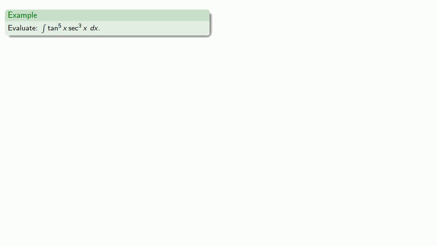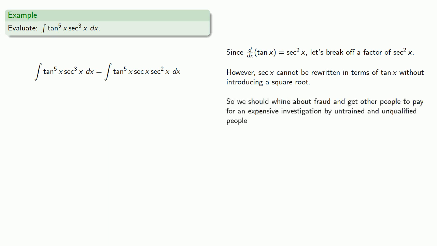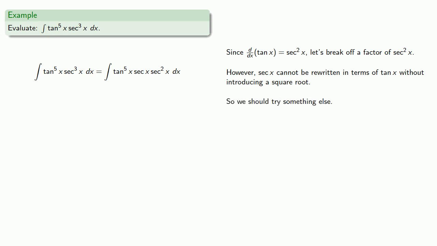Or if we have something like this, well again, since the derivative of tangent equals secant squared, let's break off a factor of secant squared. However, secant x cannot be rewritten in terms of tangent x without introducing a square root. And remember, we don't really want to try and integrate a square root. And so we should try something else.